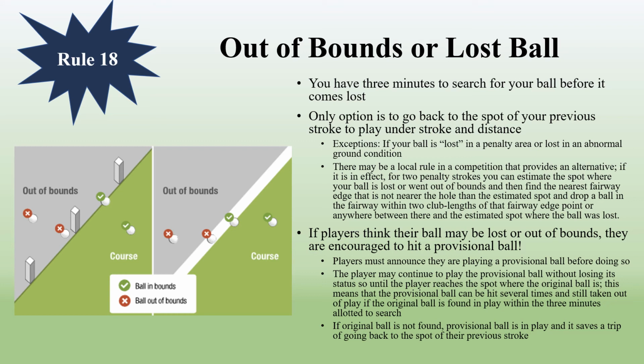For both lost ball and out of bounds, the only option are stroke and distance penalties. If a player feels his golf ball may be lost out of bounds or lost in general, those players may always play a provisional ball to help keep that prompt pace of play.